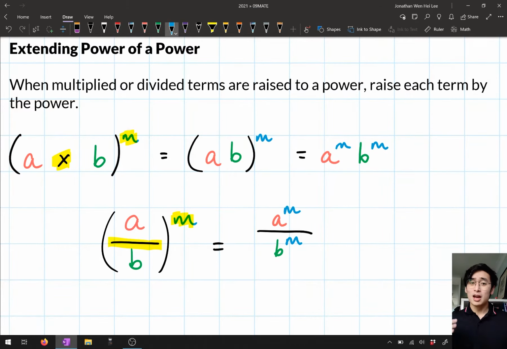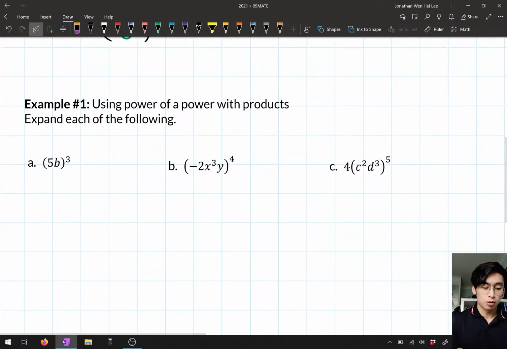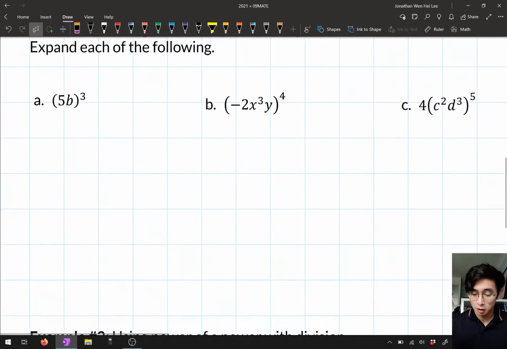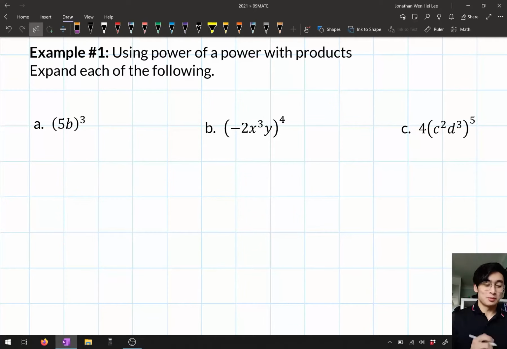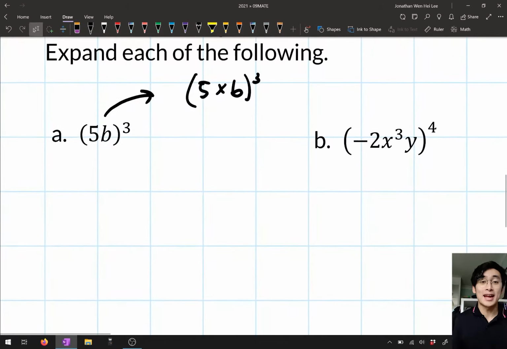Okay, so let's apply this new index law. Using power of a power with products, we're going to start off by looking at products first. Here, we want to expand each of the following. Let's have a look at the first one. We've got 5b, that's just writing 5 times b, to the power 3. So when I'm expanding this, I'm just going to raise the 5 to the power 3 and the b to the power 3. So this is just going to be 5 to the power 3, b to the power 3.